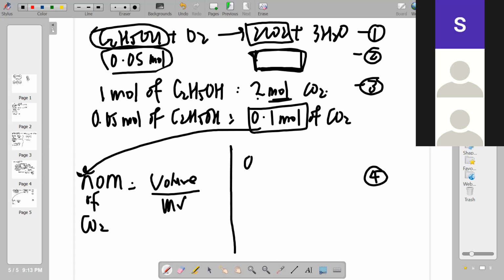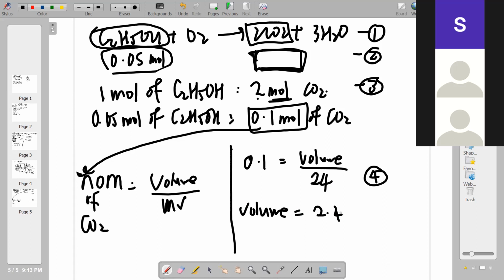So teacher can put 0.1 is equals to volume over my molar volume. Okay, the question has given you that your molar volume is 24. Teacher is going to put 24, and all of you, 0.1 times 24. What's the answer? 2.4. You will get no marks in exam.